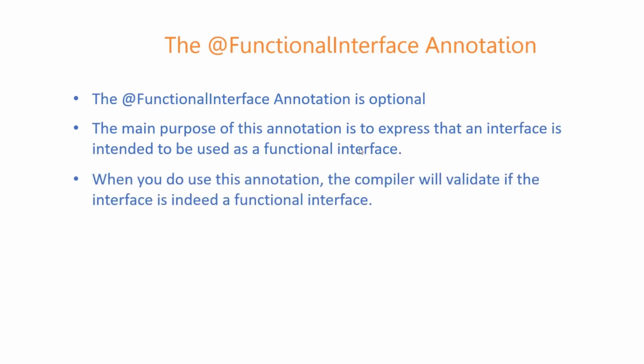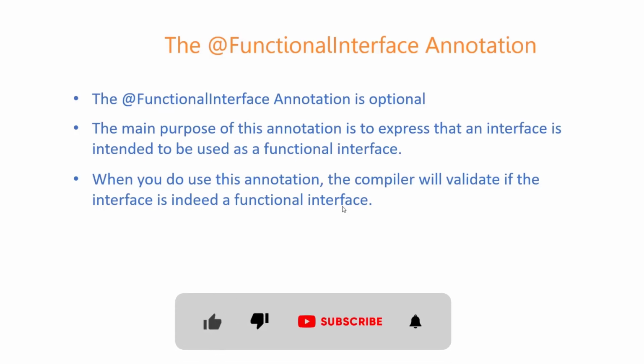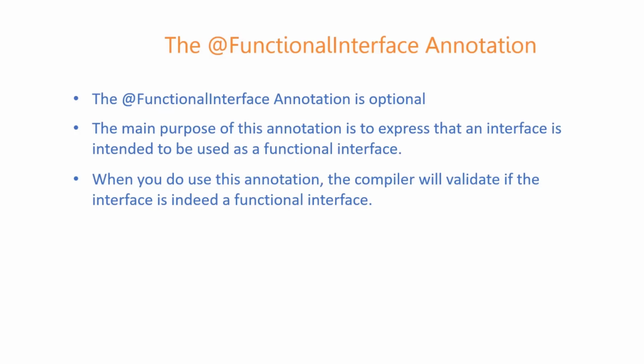Now, having said that, when you do use this annotation, the compiler will check and validate if the interface is indeed a functional interface or not. So the annotation is not purely for documentation purposes only. If you use this annotation on an interface which really isn't a functional interface, the compiler will actually report an error, right? So it is actually good if you use this annotation, because then the compiler will check and validate and ensure that this is indeed a functional interface.